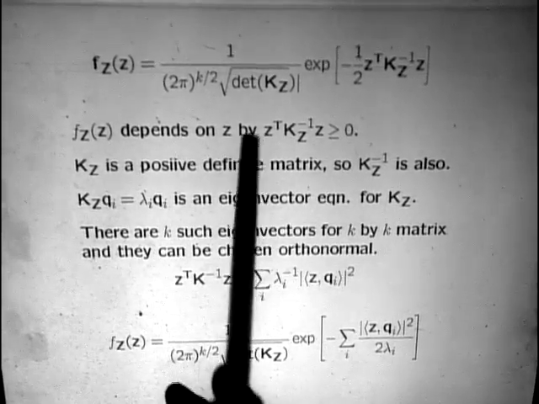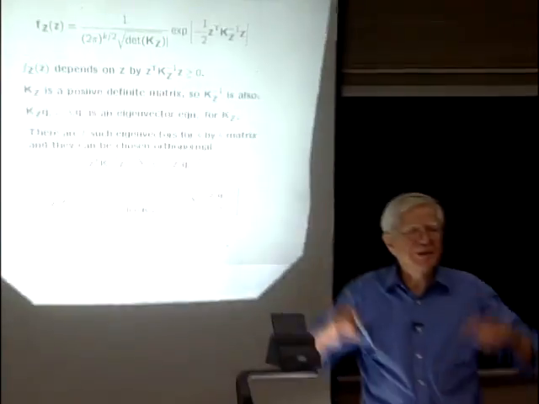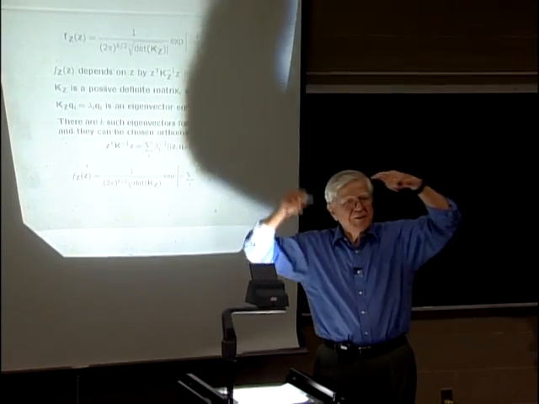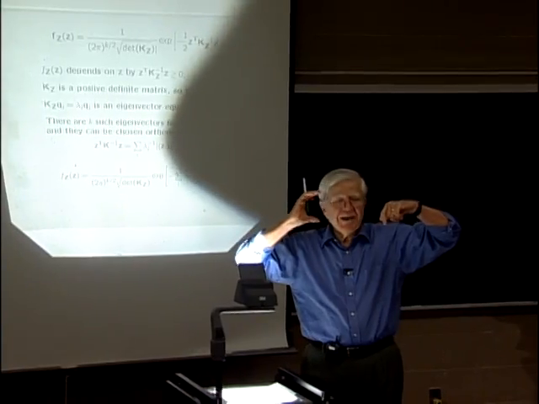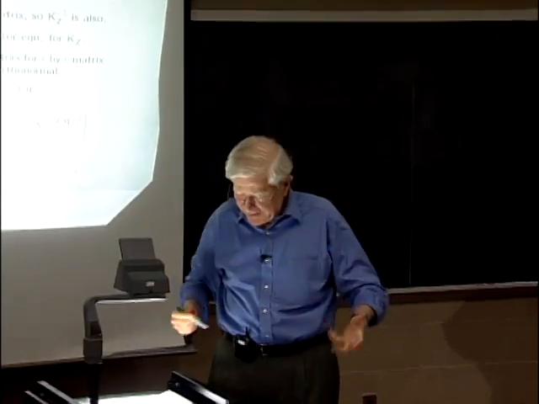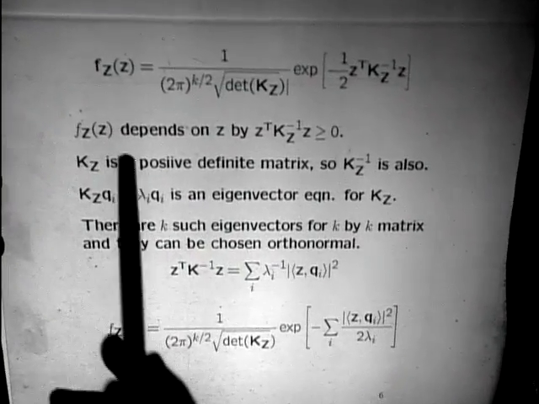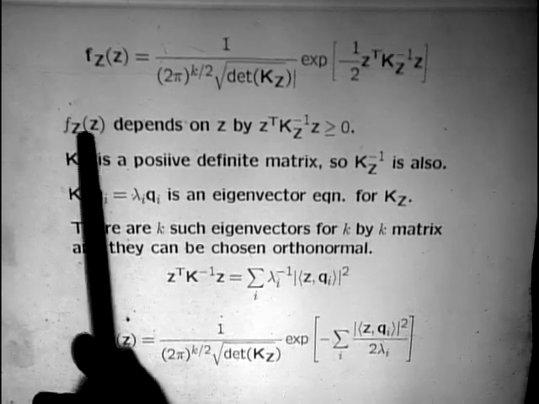And it's a number because this is a row vector, this is a matrix, this is a column vector, and if you think of multiplying a matrix times a column vector, you get a column vector, and if you take a row vector times a column vector, you get a number. Okay, so this is just a number which depends on little z.